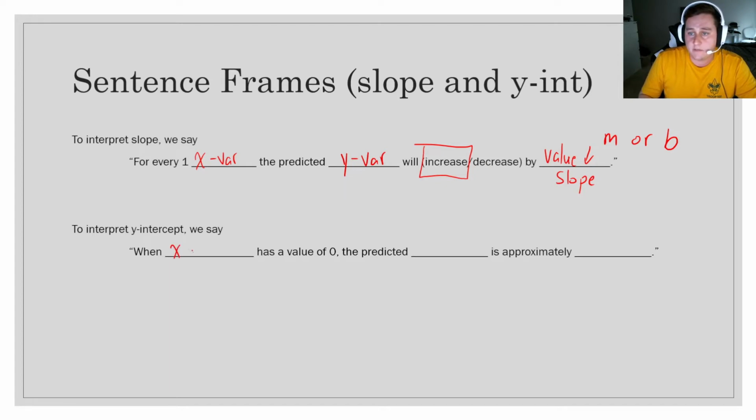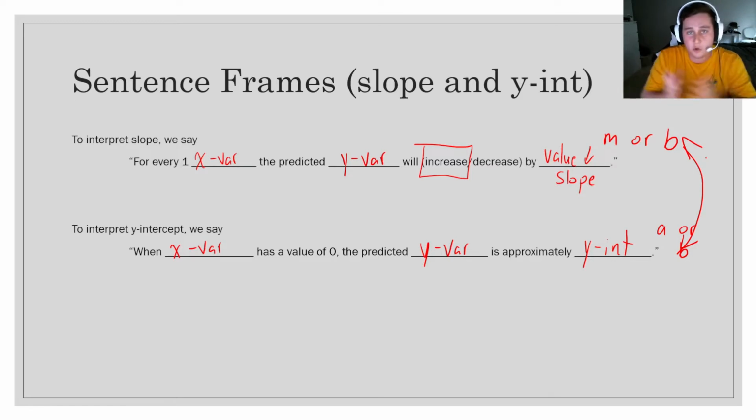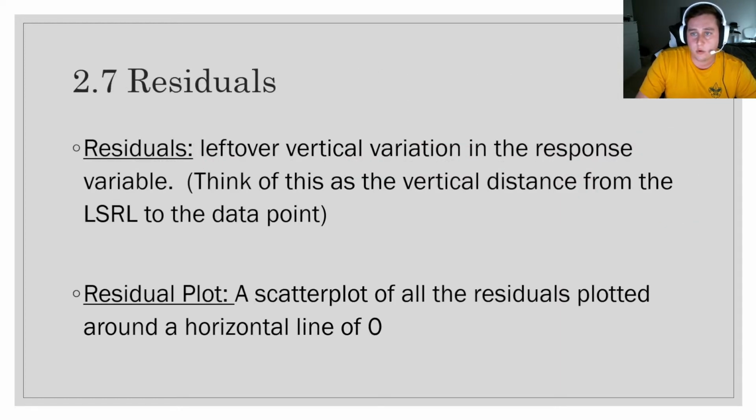To interpret y-intercept, we say when, and then whatever it is we're talking about. In this case, whatever the x variable is. So if it's shoe size, when the shoe size has a value of 0, the predicted height, or y variable, is approximately, and then you just fill in the value for the y-intercept, which is either a or b, depending on which formula you're looking at on the previous page. So make sure not to confuse this b and this b, because they are not the same. So know which one you're using and stick with that. All right, so that's how you interpret a slope or a y-intercept.